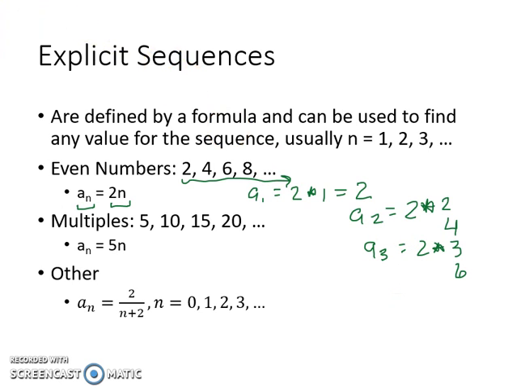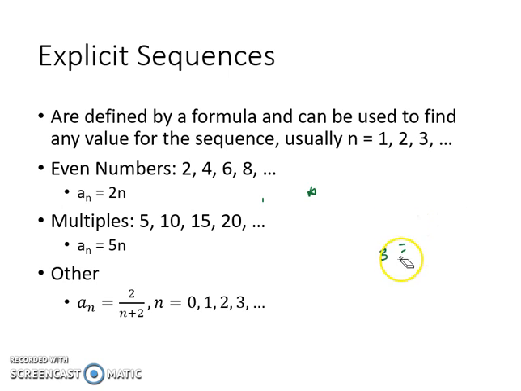Now, if we wanted to look at the multiples of 5, we have a similar situation. So let me erase this so we have some room to work. So we can just have a sub n equals 5 times n. There are other ways that we can explicitly list sequences. We could have a sub n equals n plus 2, for example.